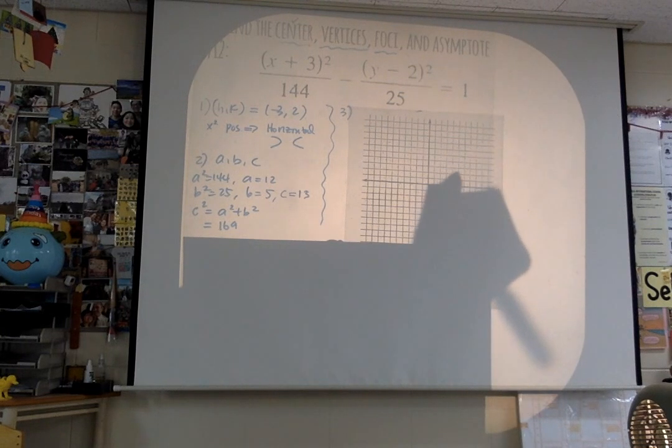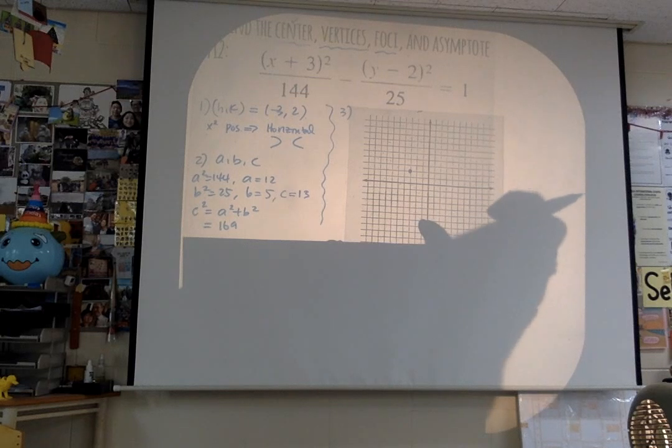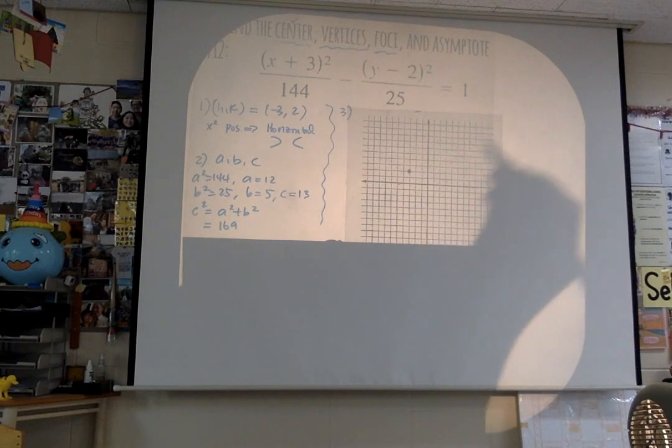Your center is -3, +2. That's your center. And your a is 12. That means you have to go 12 this way to find the vertex, and then 12 this way to find the other vertex. And then you know your foci is 13. That means it's farther out, so just have a general idea. That means it's going to go like that.